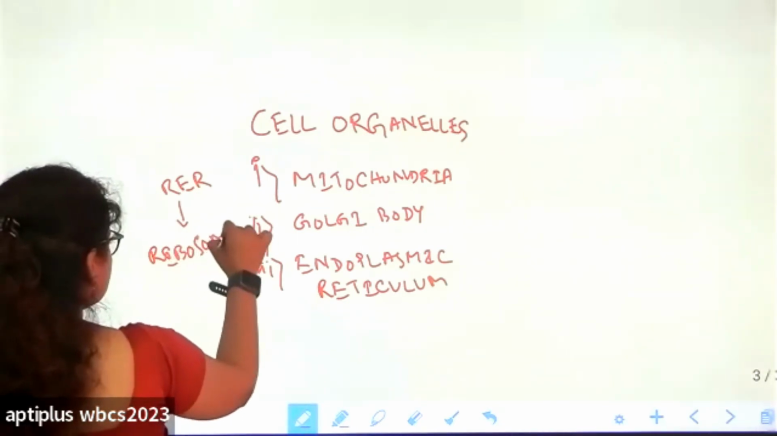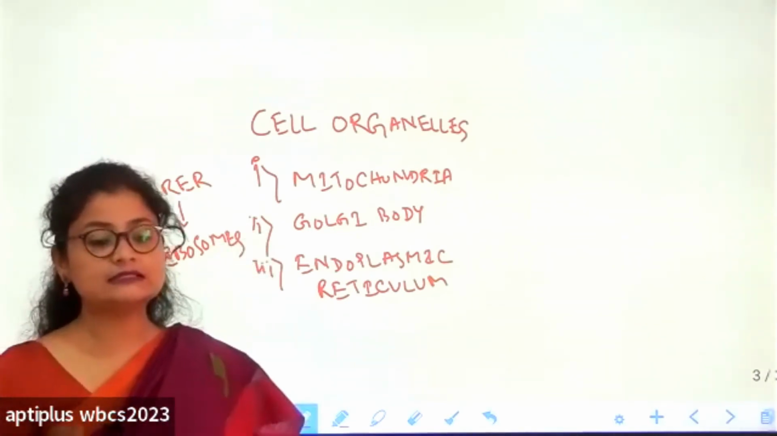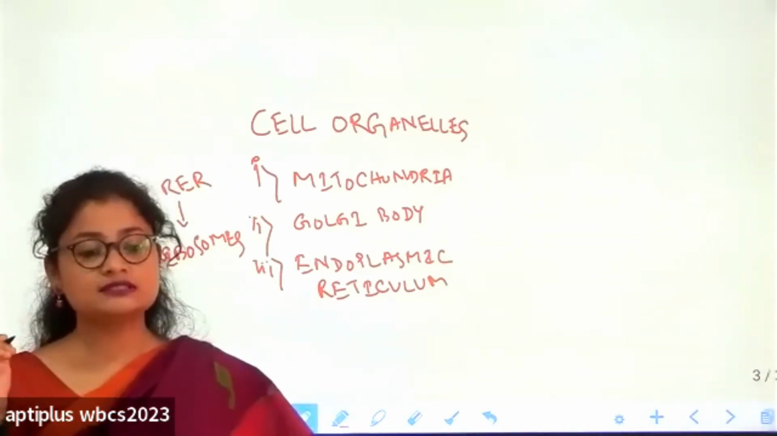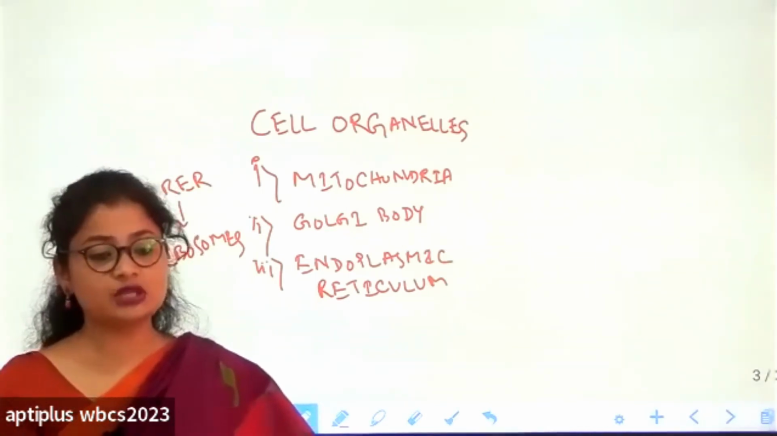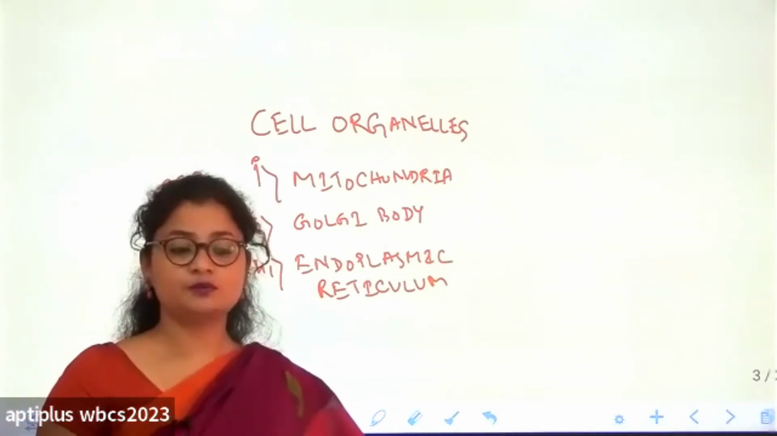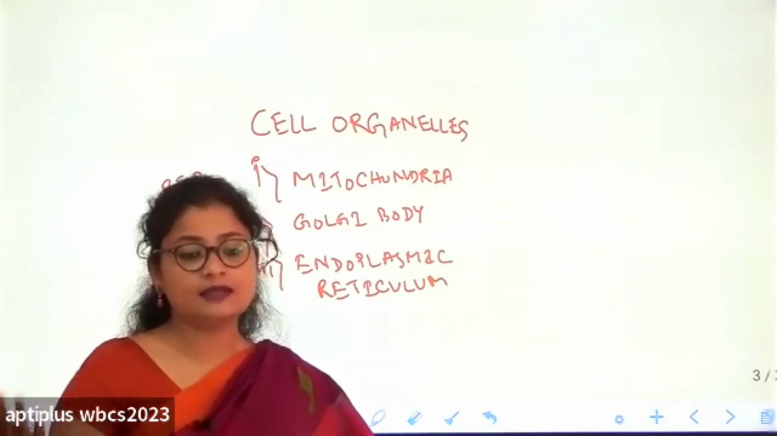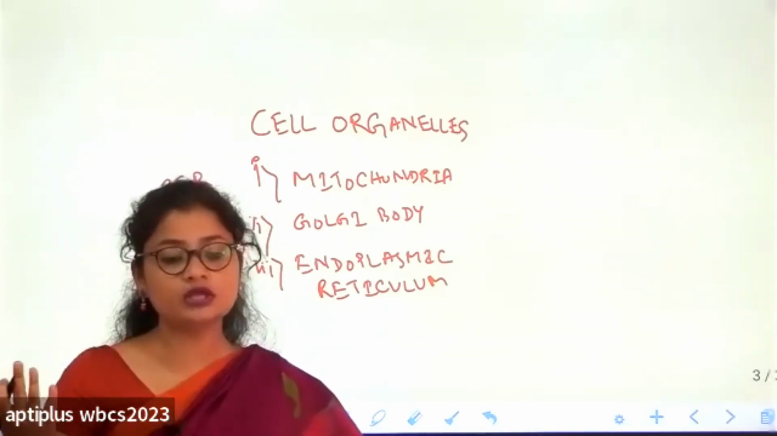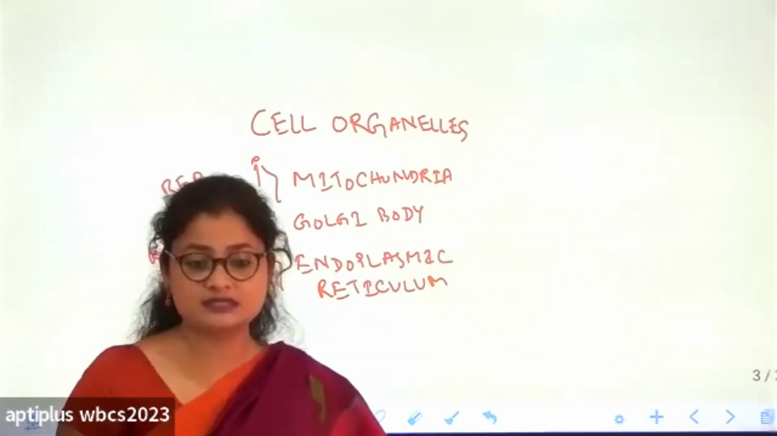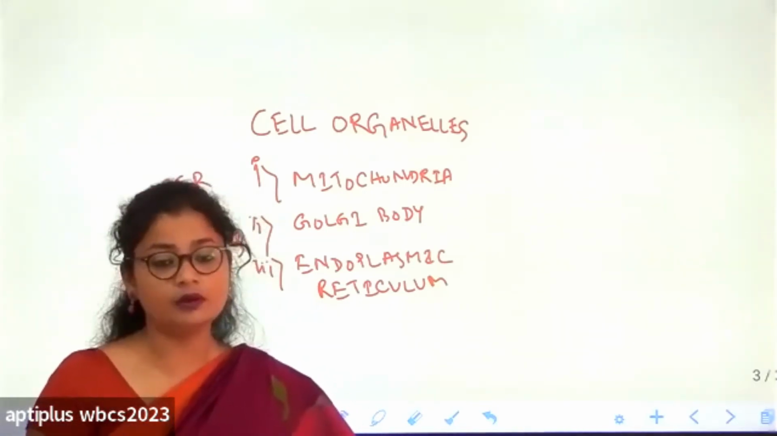And what are these ribosomes important for? These ribosomes are mainly the site of protein synthesis inside our body. So since these ribosomes will be present on the RER, the job of rough endoplasmic reticulum will be protein synthesis. And the second type of ER, that is the smooth endoplasmic reticulum or SER, will be responsible for lipid synthesis. And lipid is a very important constituent of our cell.